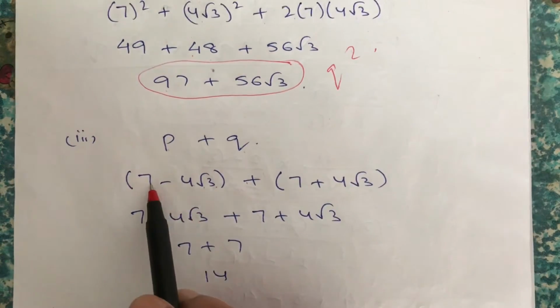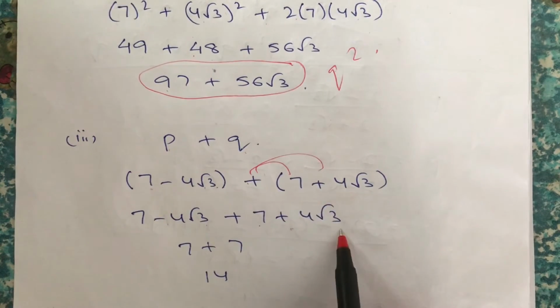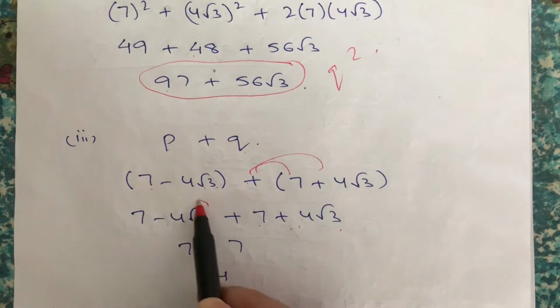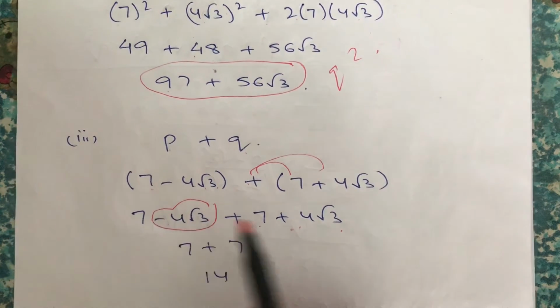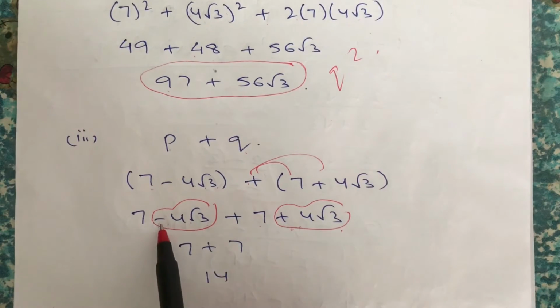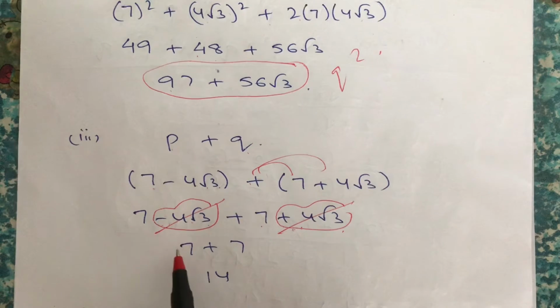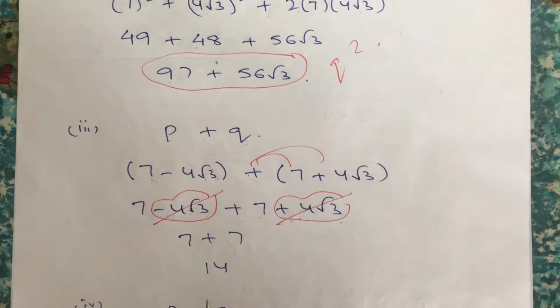So now I have to open the bracket, 7 minus 4 root 3 as it is, plus into plus is a plus. So we get this much. Now if you look carefully, this is a 4 root 3 with a minus, and this is also a 4 root 3 but with a plus. So we have the exact same thing, but one is a minus, one is a plus, so they get cancelled out. Once they get cancelled out, we are left with 7 plus 7 and that gives us 14.